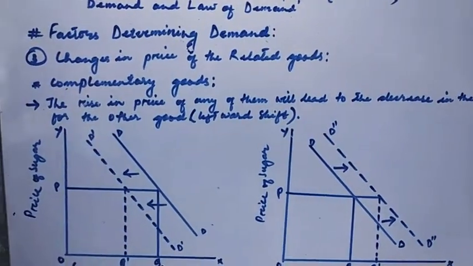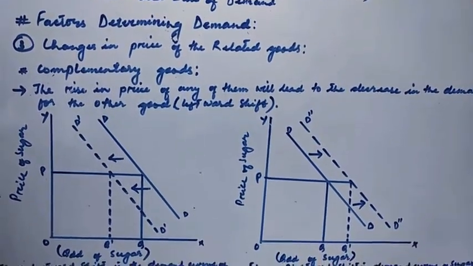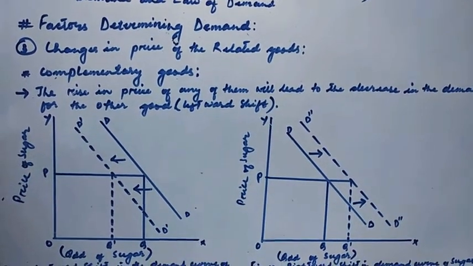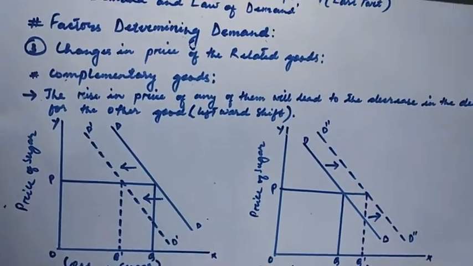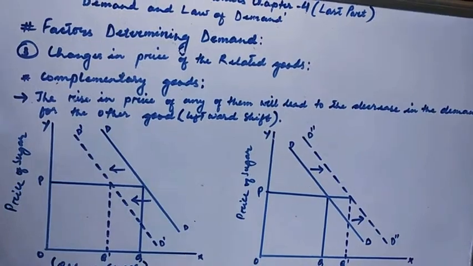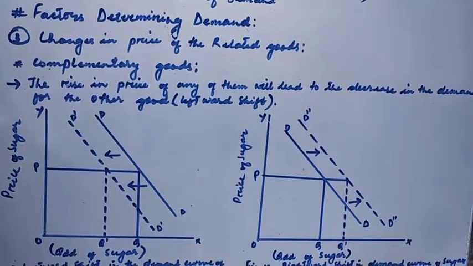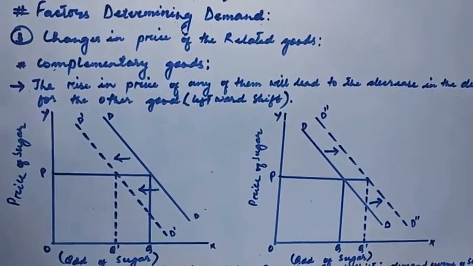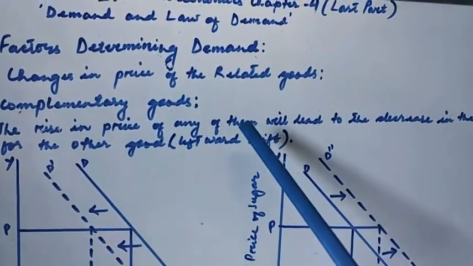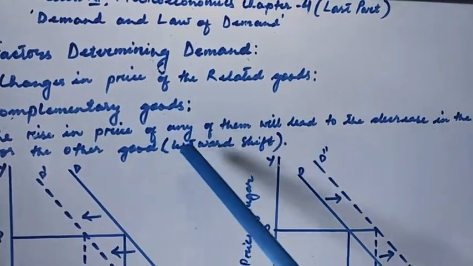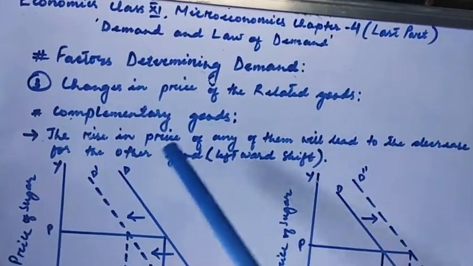So we have discussed substitute goods, or how changes in the price of a substitute good affect the demand for the other substitute good. Here we are going to discuss complementary goods. How will it affect the demand for a commodity when there is a change in the price of another complementary good? So what are complementary goods all about? A rise in the price of any of them will lead to a decrease in the demand for the other good.